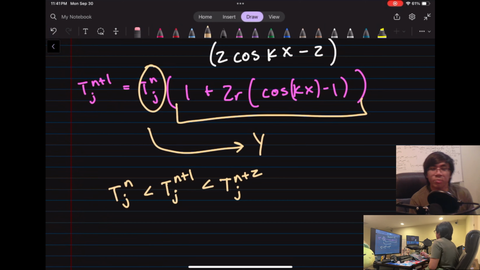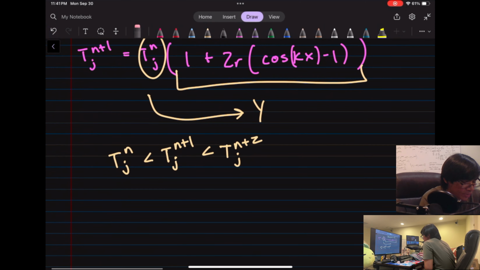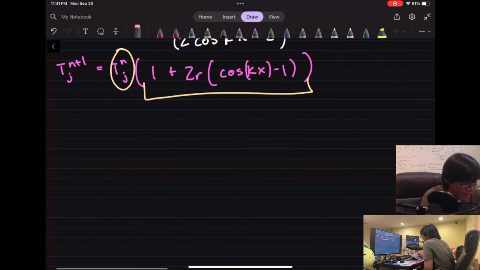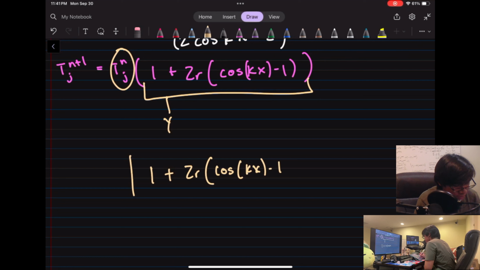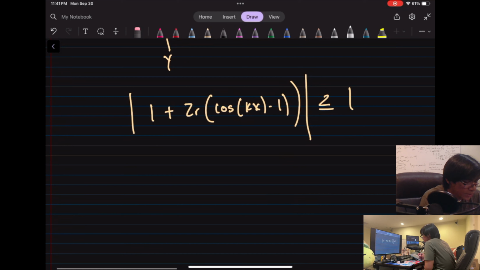And that is past a certain point, and remember that is governed by some value r. So how do we find that r now that we have this last expression here? Well, we want to assume that the absolute value of our y function cannot be greater than or equal to 1. So we'll say the absolute value of 1 plus 2r times cosine kx minus 1 cannot be greater than or equal to 1. So removing the absolute value, doing some algebra, we do a limit, I guess equality, copy this down.